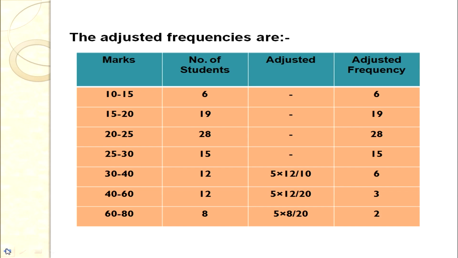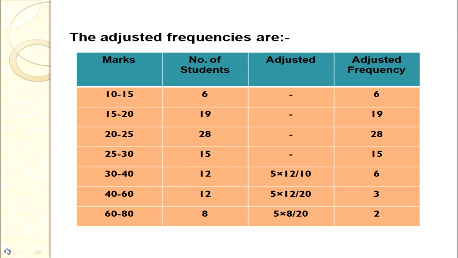How are we adjusting? Minimum class interval gap is 5 multiplied by the frequency of the class interval divided by the class interval gap. So, class interval gap is 10. So, 5 multiplied by 12 divided by 10 gives me the adjusted frequency as 6. Now, for the next class 40 to 60, what is the class interval gap? The class interval gap is 20.